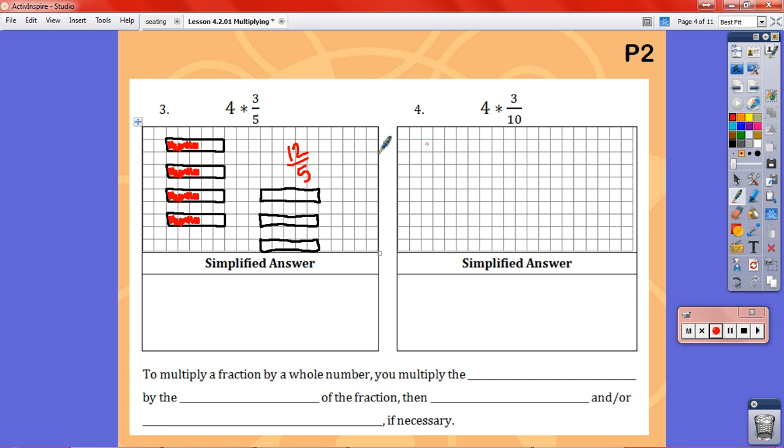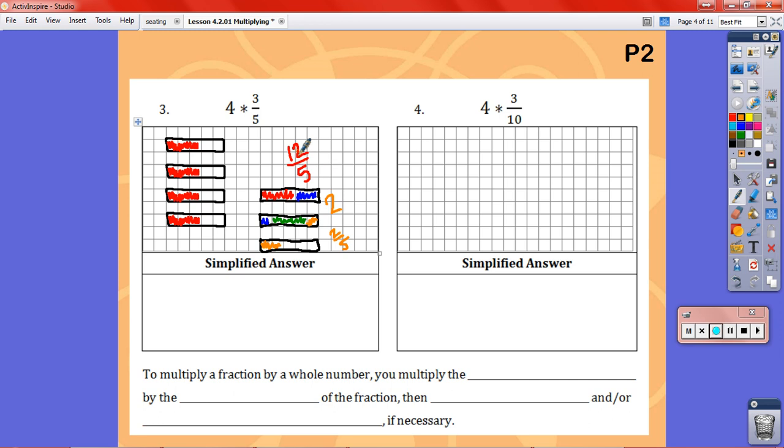And say, okay, well, I need 4 sets of 3/5. So this is 1 set, 1, 2, 3. The second set, 1, 2, 3. The third set, 1, 2, 3. And then the fourth set, 1, 2, 3. So now I have 1, 2, 3, 4 sets, and each of the sets is 3/5. But I put them all together. So there's none of this extra space here. And I have 2 wholes and 2/5. And that's actually already simplified.